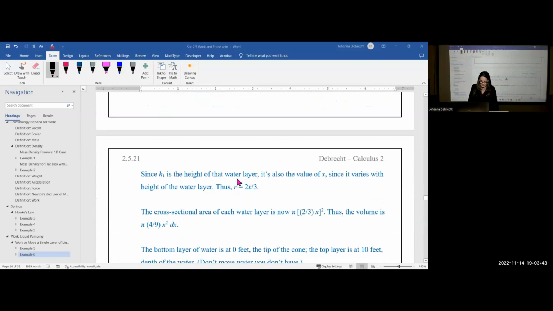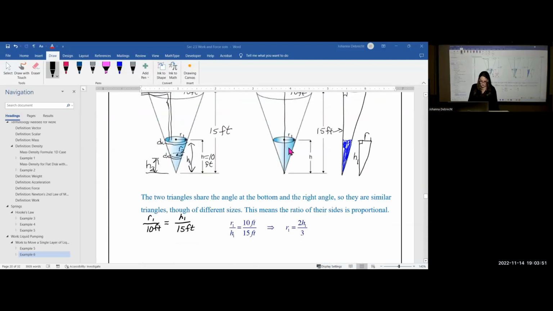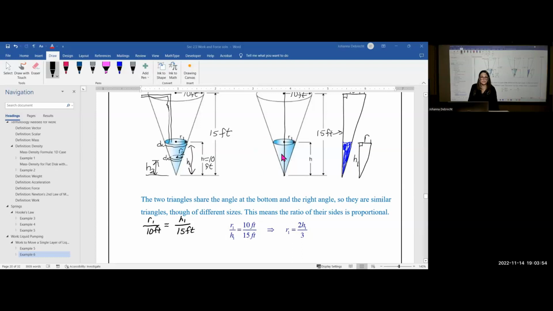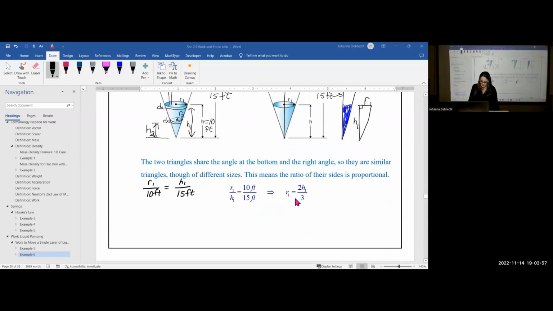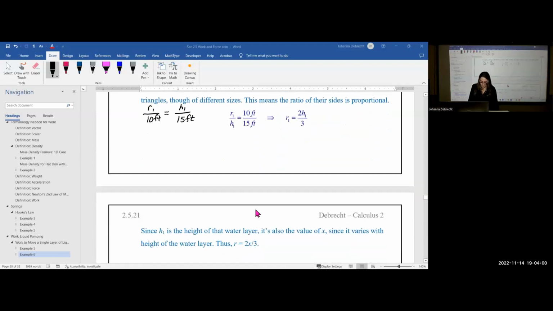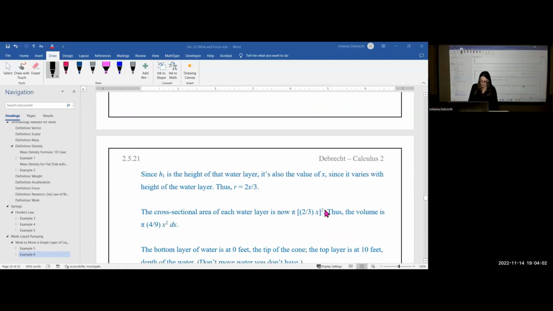We now know that the radius depends on the height of the water layer. The height of the water layer is X, so we have 2X over 3. Now remember that the surface of the water itself is a circle. So we're going to take the radius, which is 2X over 3, and we're going to square it. So 2/3 X squared, and then multiply by pi. So that gives us 4/9 X squared times pi. And then we multiply by dx, the differential, to get the volume. So this is the area here multiplied by the height of the water slice, which gives us volume. So this is our volume right here.